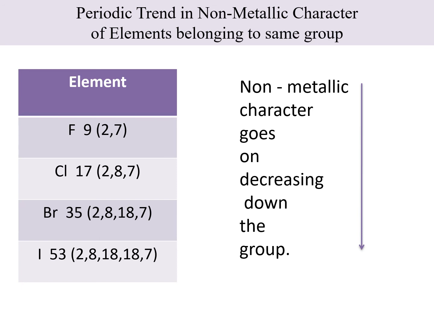Fluorine has only two shells. It requires one electron to acquire the electronic configuration of neon and become stable. So its reactivity, or non-metallic character, or electronegativity to attract one electron from outside and become stable will be highest, because there are just two shells. Nuclear force is strong enough. Atomic size is smallest. So it's easy for fluorine to attract one electron from outside and acquire the electronic configuration of the inert gas and become stable. So its reactivity is highest.